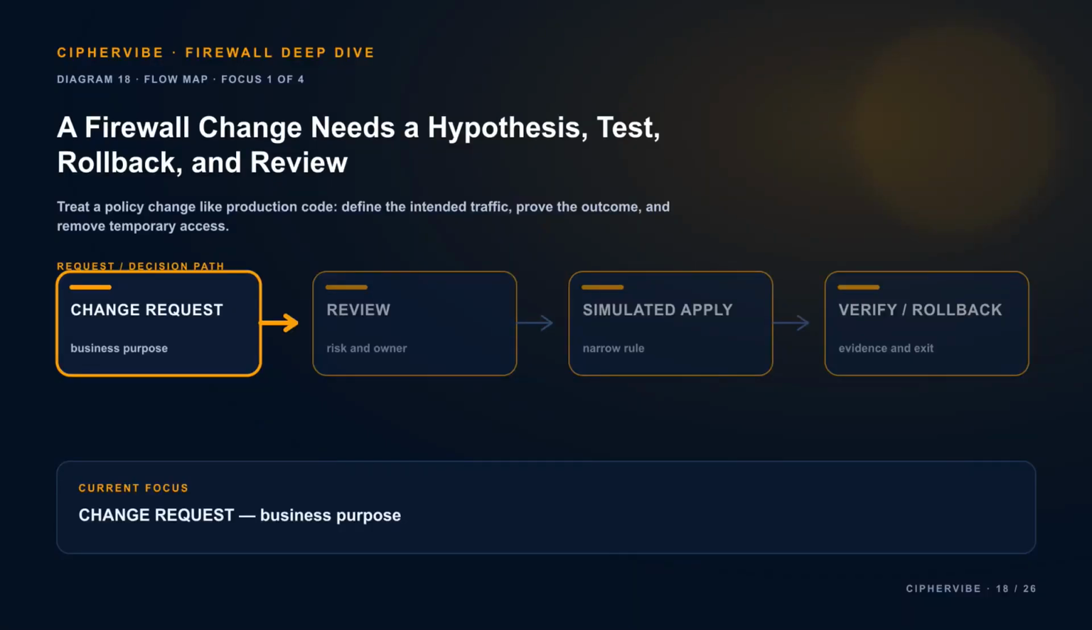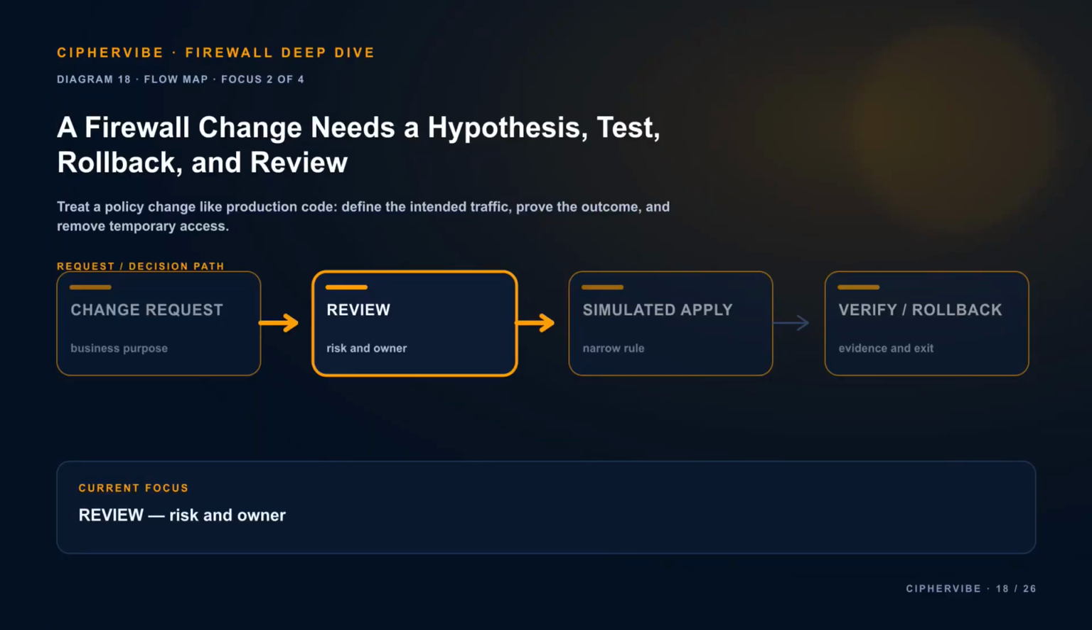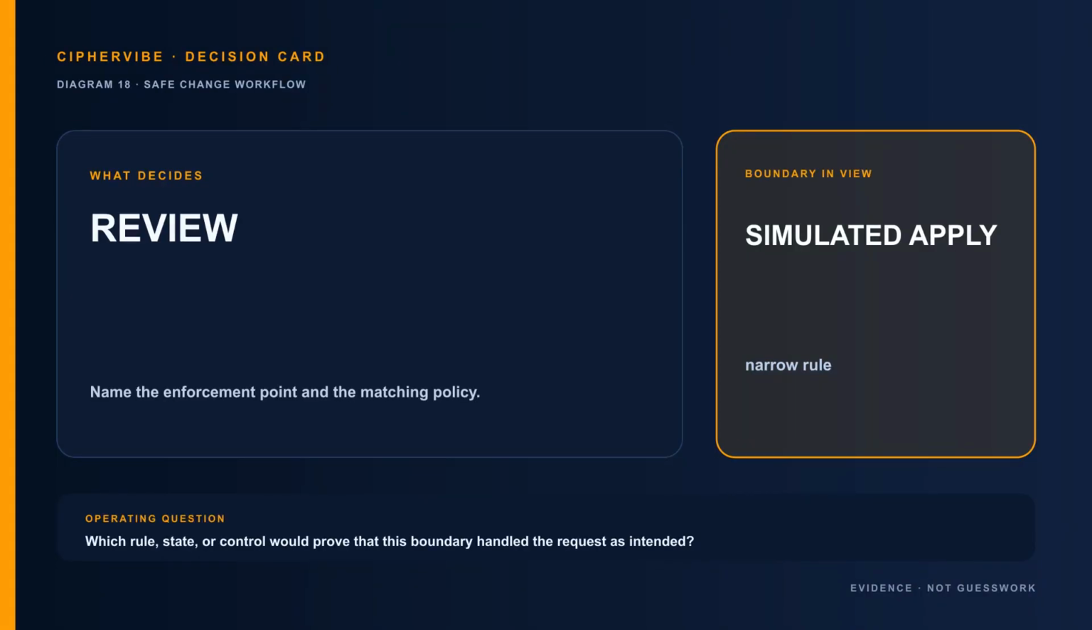The important shift here is from a product label to a control boundary. We need to know what is being decided, from which evidence, and for whom. Firewall changes can create both outages and exposures, so the workflow matters as much as the syntax. Start with a specific hypothesis. A named workload needs to initiate a named service to a named destination for a defined purpose.